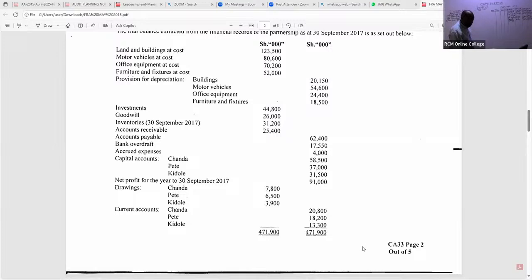Thank you so much. So already we have a figure. They're giving me a figure of 33,500. Usichoke, endelea tu hivyo kuangalia which assets were taken to the new company. Which other assets were taken to the new company?